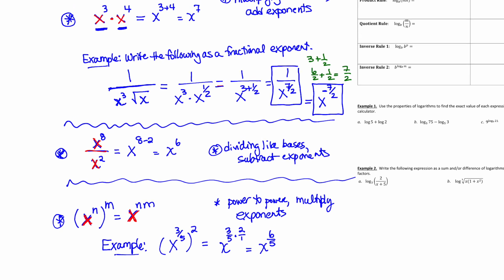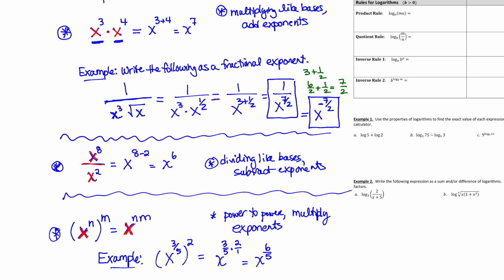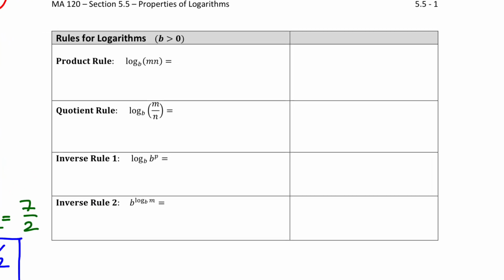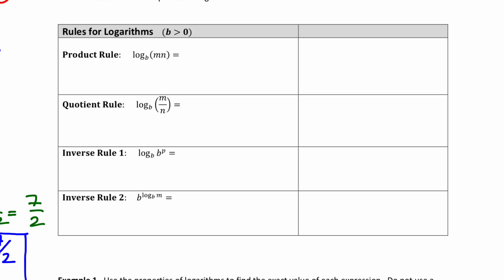So those are our 3 critical exponent rules. But I want to now apply those rules to logarithms, the correspondence between the two. So on your worksheet, you've got 4 different rules that are logarithm rules, okay? The first one says, if I have a log base b of m times n, what does that equal? If I have a log base b of m over n, what does that equal? If I have a log base b of b to a power, what does that equal? If I have b raised to the log base b of m, what does that equal?